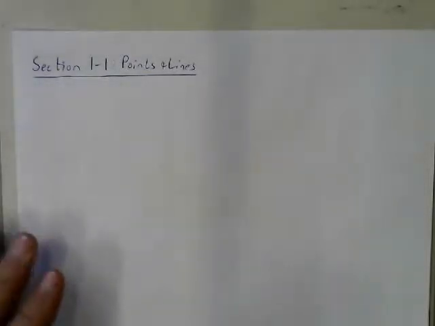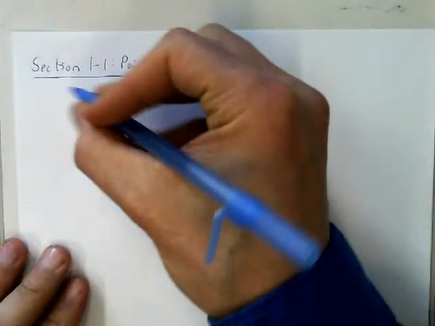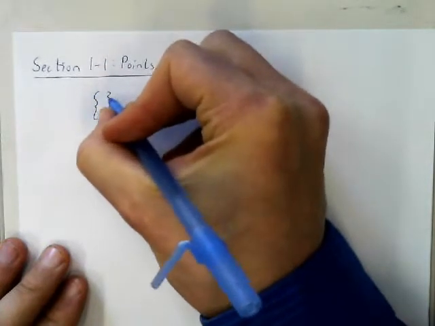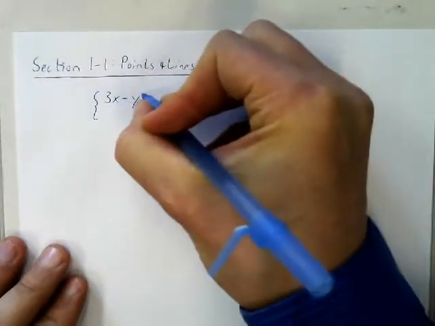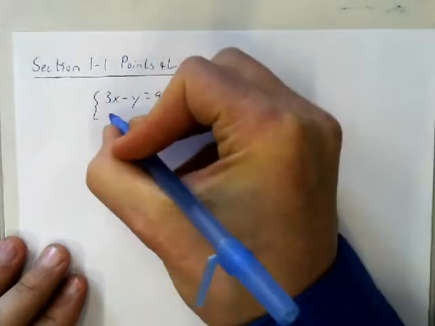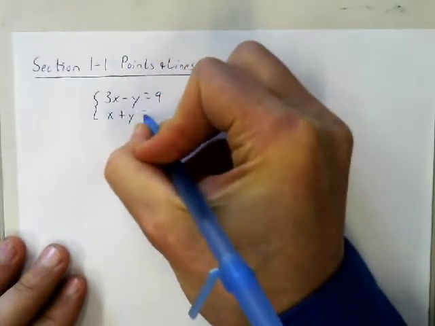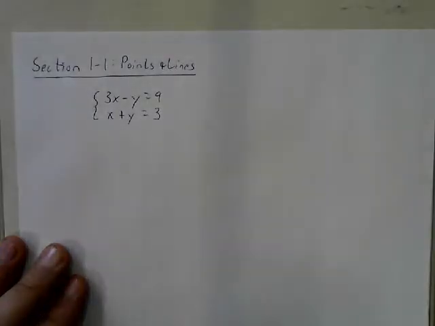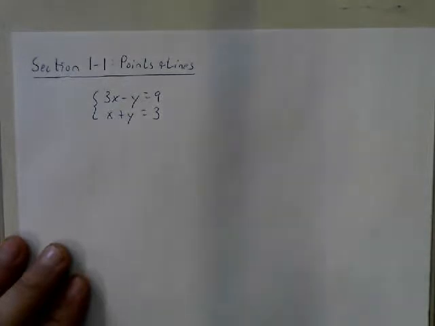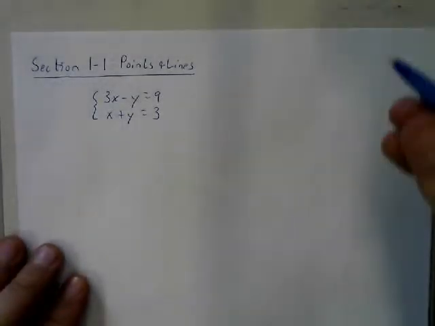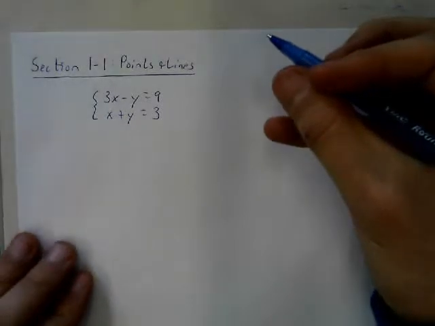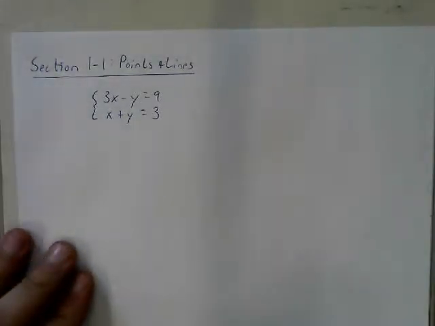So let's take an example such as the system of equations 3x minus y equals 9 and x plus y equals 3. Remember, a system of equations is nothing more than more than one equation combined. We want to find what these two have in common. There are three methods that we'll use in this class.